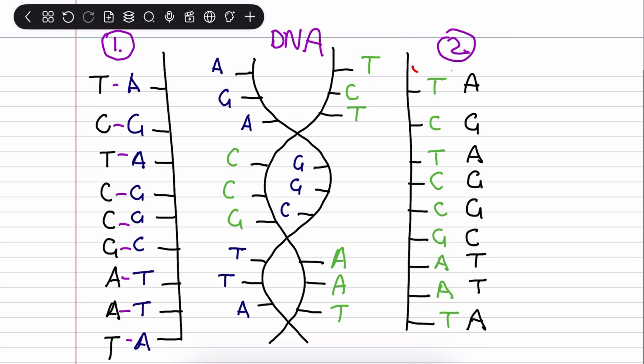This will then zip up again. So that means the bonds come back together again. It will wind up again like a double helix, and then there we have two DNA strands instead of the one initial one that we had.